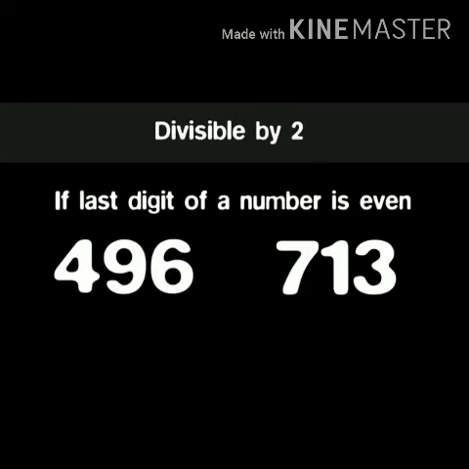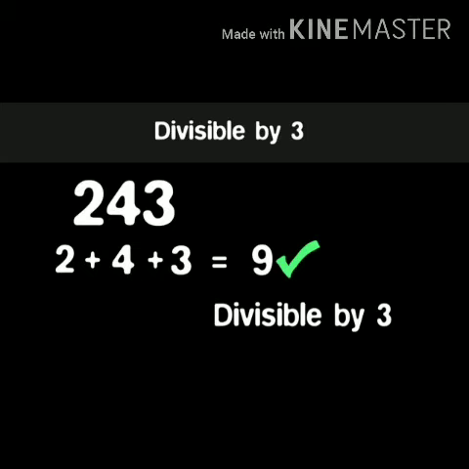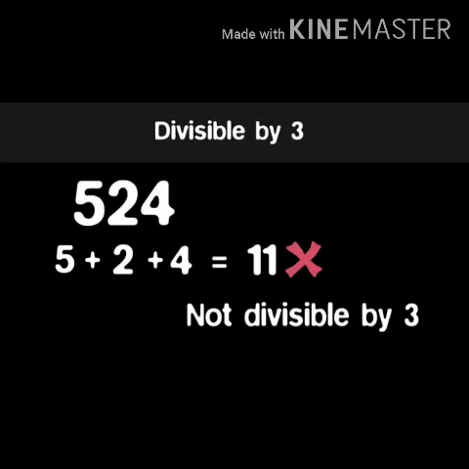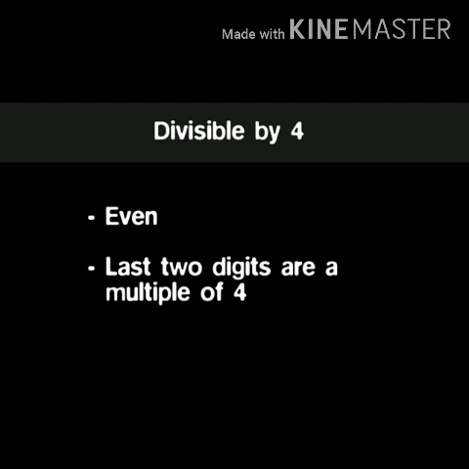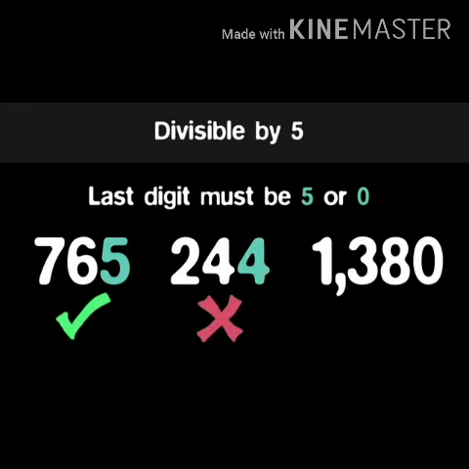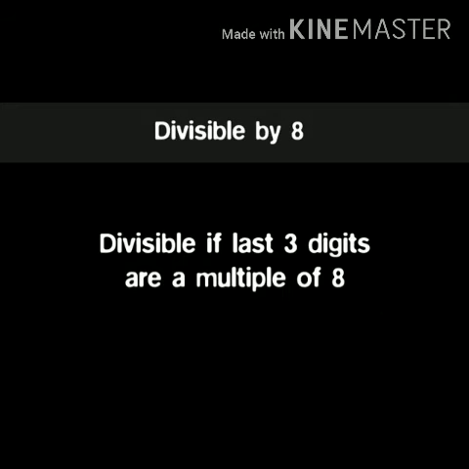So students, we will now learn all the divisibility tests one by one. First, divisible by 2: if the last digit is even, the number is divisible by 2. If the sum of all digits is a multiple of 3, then the number will be divisible by 3. Divisible by 4: the number should be even and the last two digits should be a multiple of 4. If the last digit is 5 or 0, then the number will be divisible by 5. Divisibility of 6: the number should be even and it must be divisible by 3.